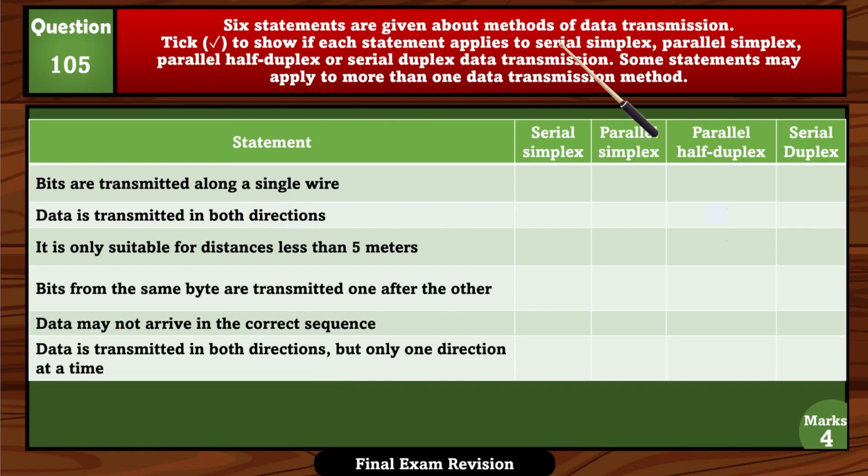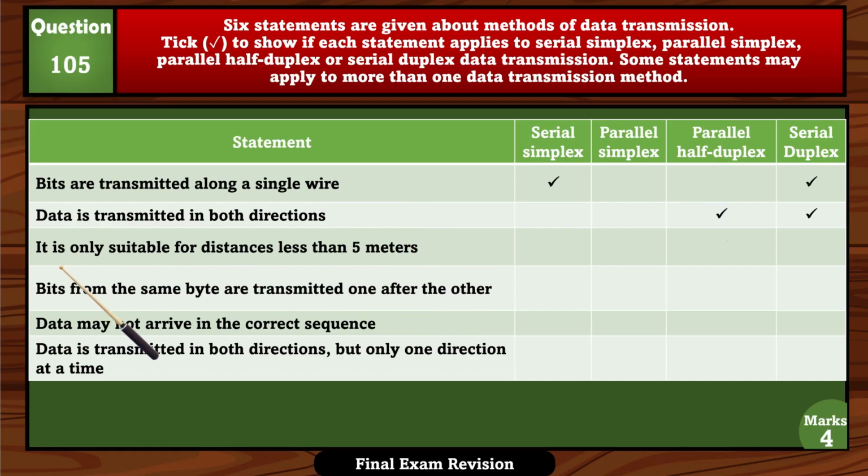Question 105. Six statements are given about methods of data transmission. Tick to show if each statement applies to serial simplex, parallel half duplex, or serial duplex data transmission. Some statements may apply to more than one data transmission. So let's see the first statement. Bits are transmitted along a single wire. So this is a single wire with simplex and serial duplex. Next is data is transmitted in both directions. So that is half duplex and full duplex.